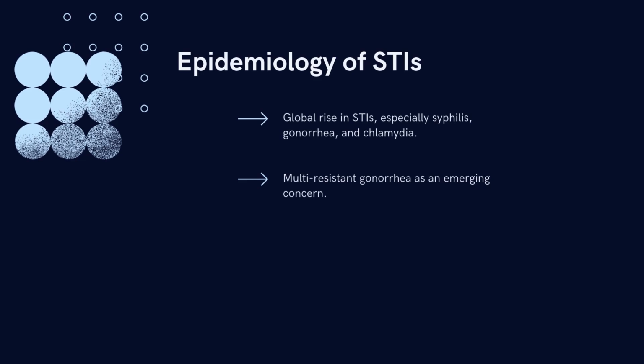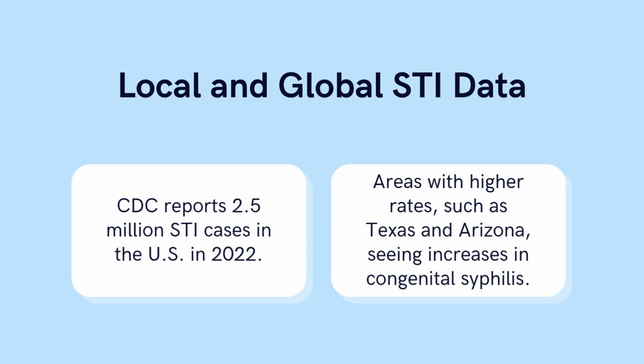So let's take a closer look at the epidemiology of sexually transmitted infections to understand the current landscape. This includes examining the incidence and prevalence rates, key demographics affected, signs, symptoms, and available treatments. So currently, STIs are on the rise globally, with some notable increases in specific regions and populations. For example, a recent World Health Organization report highlighted that syphilis cases among adults aged 15 to 49 increased by over 1 million in 2022, reaching a total of 8 million cases globally.